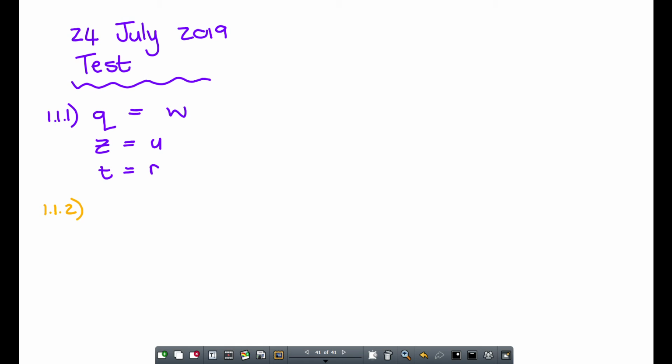Okay, then 1.1.2. Name one pair of vertically opposite angles. Now, when we have vertically opposite, we look for that X, meaning these two are the same, or those two are the same, the ones that are right across from each other. Okay, so that would have been X and W, or U and Y, and that's all. Those were the only options.